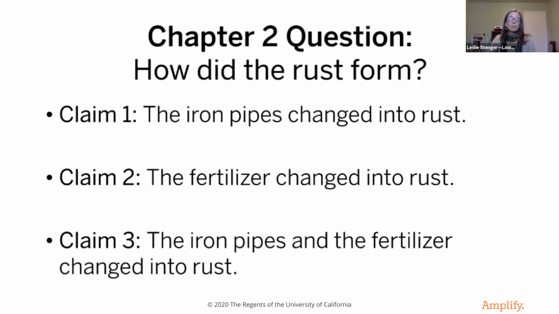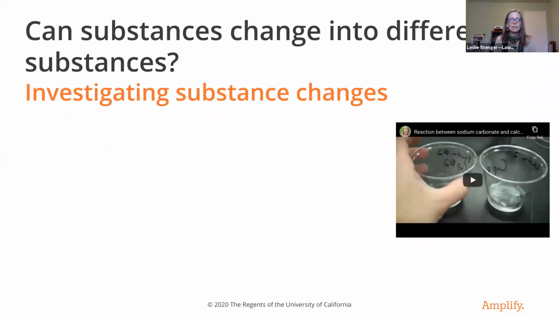And so we can't really conduct investigations in Westfield on those pipes, on that fertilizer, on that actual rust, but we can investigate and think about more general phenomena and then gather evidence around those and apply them back to the anchor phenomenon. So notice that all three of those claims involve substances changing into another substance. So that's the first thing we can investigate. Is that even possible for a substance to change into another substance?